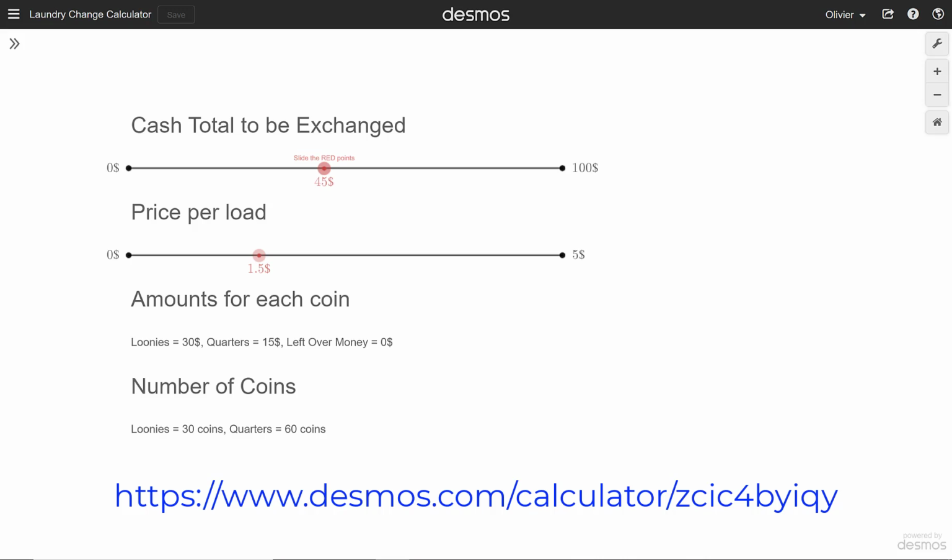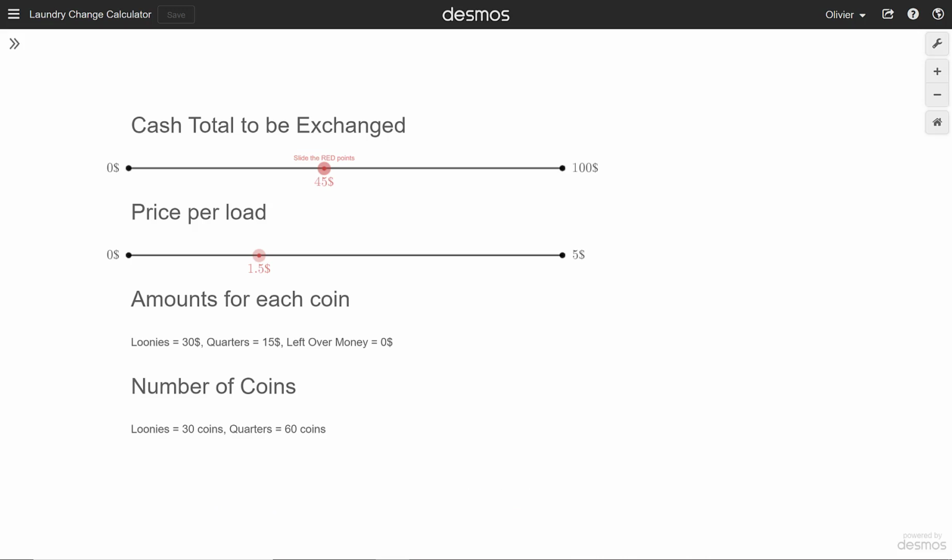To answer this question, I actually built this Desmos calculator. I put the link in the description below. If you're curious, you can play around with it and see how it's built. And note that it wasn't built for phones, so it will look weird on your phone, or most likely will. So I would encourage you to open it in your internet browser.